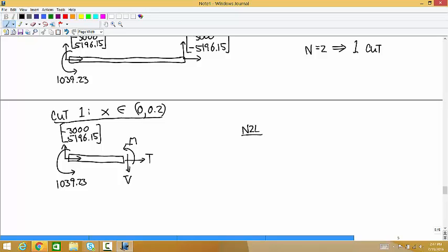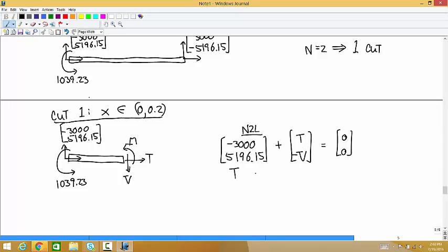So Newton's second law says negative 3,000, 5196.15 plus P, negative V is equal to zeros. So P is equal to positive 3,000. V is equal to positive 5196.15.